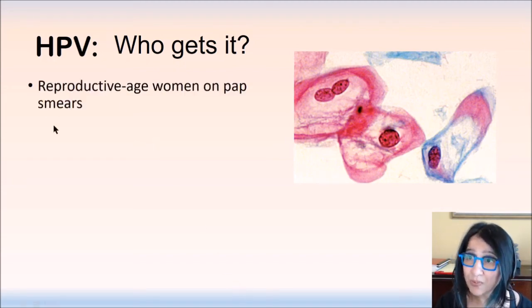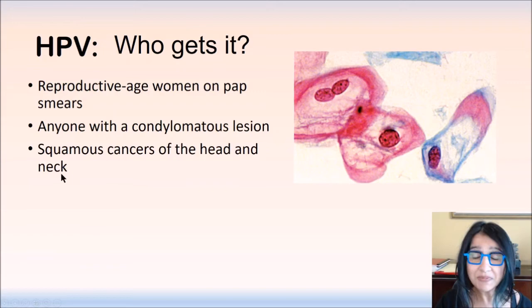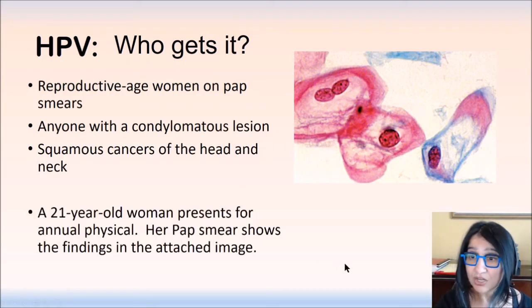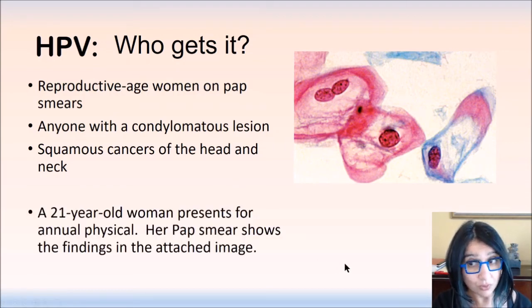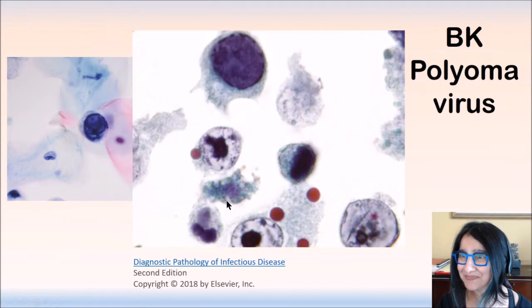Now, reproductive age women on pap smears, that will be classic for HPV. Anyone with a condylomatous lesion. Squamous cancers of the head and neck can be associated with human papillomavirus as well. So it's certainly something that you can see in various areas. Classically, a 21-year-old woman presents for annual physical, and her pap smear shows these findings. Human papillomavirus.